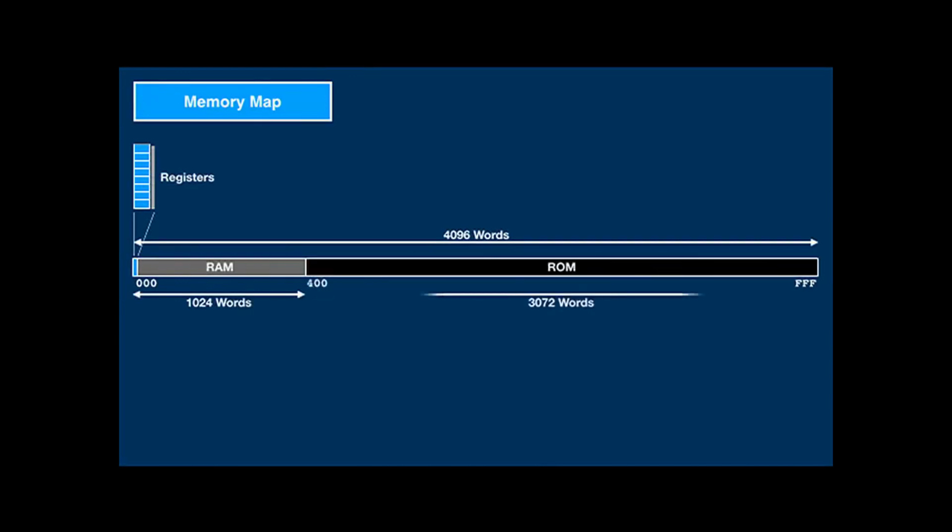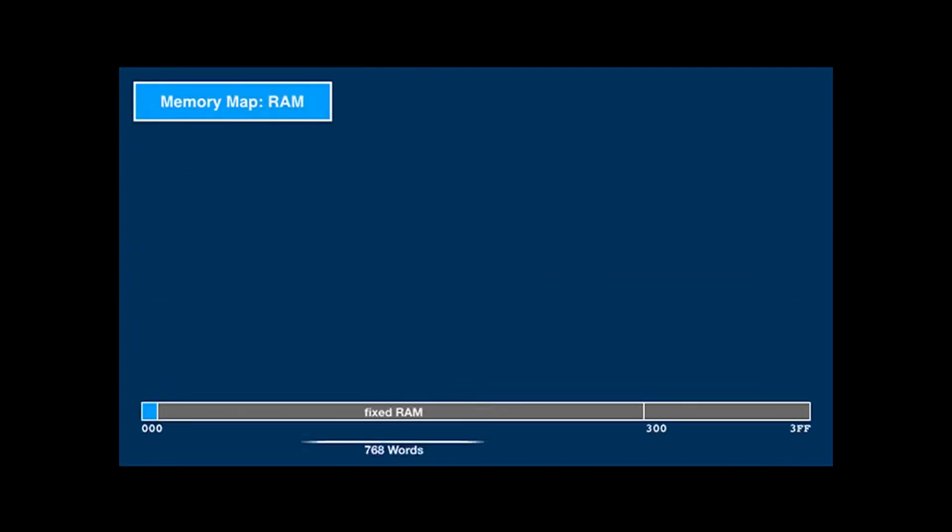Memory is 4096 words and goes from 000 to FFF. The registers are located at the very bottom of memory. Including them, there are 1024 words of RAM, random access memory, and 3 kilowords of ROM, read-only memory. The AGC was originally architected to only have this little RAM and ROM, but there's actually more. Let's look at the RAM area.